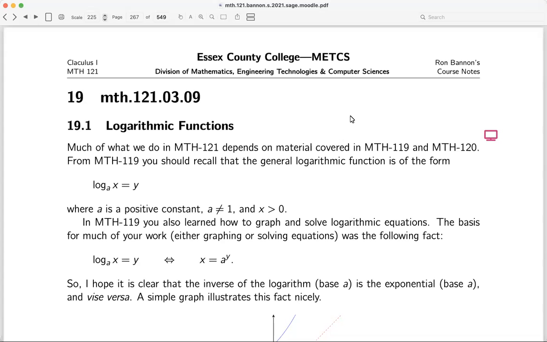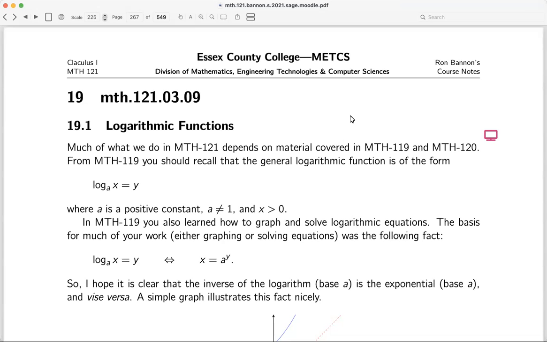Okay, we're in section 19 of the notes, logs. The deal here is that if you don't have the background in 119, it's going to be a tough section, right? You need to understand there's a prerequisite for the course. The prerequisites are pre-calculus. So you need to understand 119 to be able to do calculus.